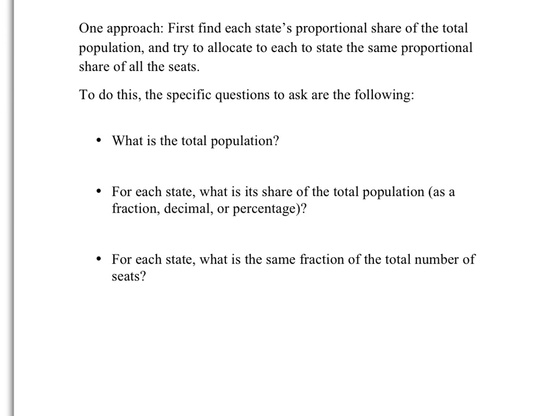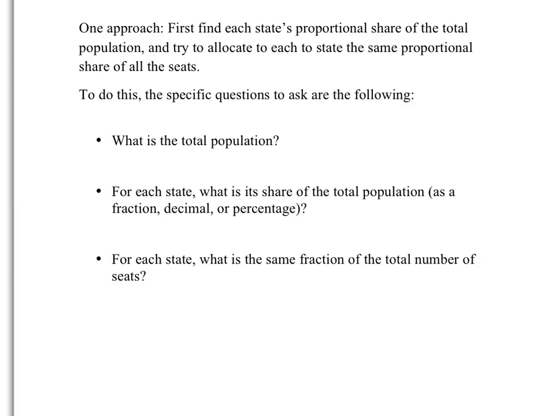Alright, so our first approach is going to be to find each state's proportional share of the total population, and whatever each state has as a fraction of total population, we're going to try to give that state that very same fraction of all the seats. Right? If your state has a quarter of the population, it is in some sense entitled to a quarter of the seats. If you have half the population, you should get half the seats. If you have 2/3 of the population, you should get 2/3 of the seats.